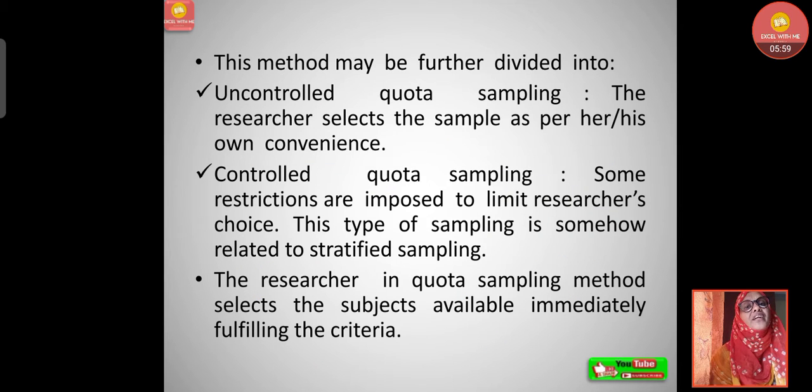This method may be further divided into uncontrolled and controlled. What is uncontrolled quota sampling? The researcher selects a sample as per his own convenience. That is, control is in the hands of the researcher. Uncontrolled. Then controlled quota sampling, some restrictions are imposed to limit researcher choice. There is no leniency to the researcher. Some restrictions will be on the researcher here in controlled quota sampling. This type of sampling is somehow related to stratified sampling. The researcher in quota sampling method selects the subjects available immediately fulfilling the criteria.